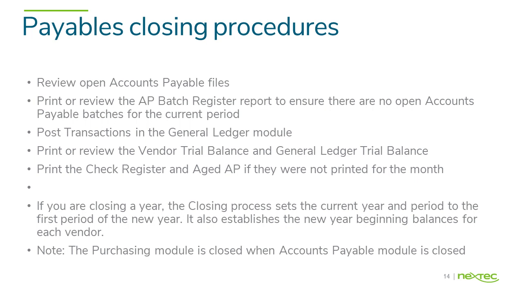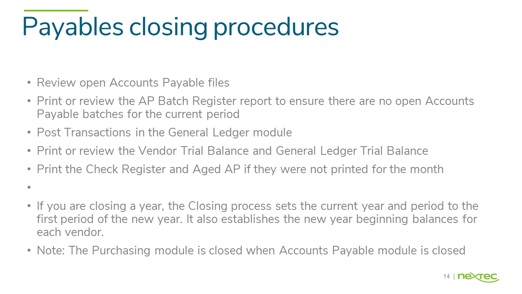Okay, very similar on the payable side is you'll again review all your open accounts payable files, making sure that everything has been entered, released, and posted. Print your batch register, post your transactions in the GL module, and then you can print or review the vendor trial balance and the general ledger trial balance to make sure they match. You'll always want to print your check register and aged AP if you are finished for the month, and keep those on file as well.